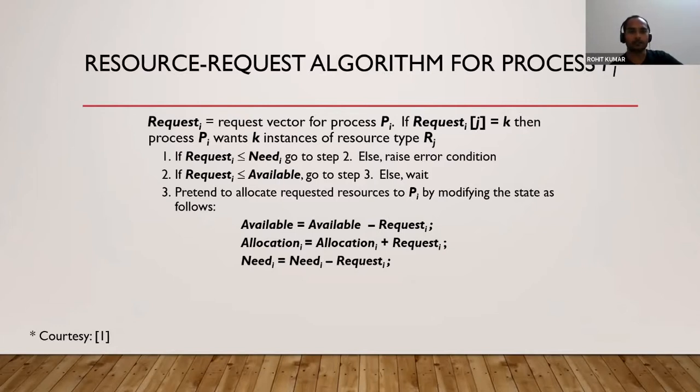In the third step, when the request is authentic and it can be availed by the process because the available resources are sufficient, what you need to do? Firstly, deduct it from the available pool of resources. Then increase the allotted resources of that particular process. And finally, reduce the current need of that process by the amount of resources that have been requested.